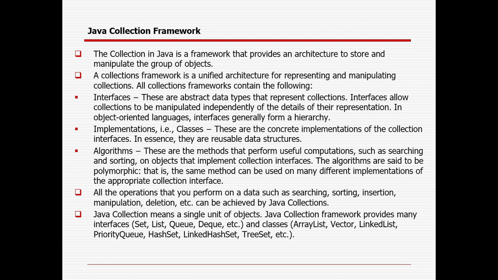Java collection framework provides many interfaces. You need to remember interfaces, classes, and algorithms. So these are the interfaces: set, list, queue, deque, and classes: array list, linked list, priority queue, hash set, linked hash set, tree set, hash map, etc. So this is the framework structure I have tried to give. Whatever is highlighted in blue, these are the interfaces.